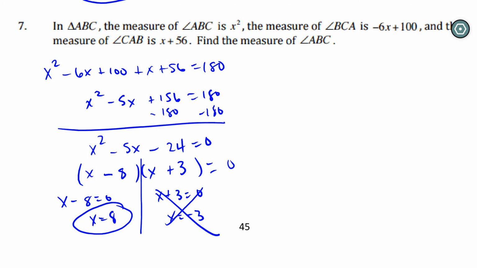It then says to find the measure of angle ABC. So ABC is going to be 8 squared, so that's going to be 64 degrees.